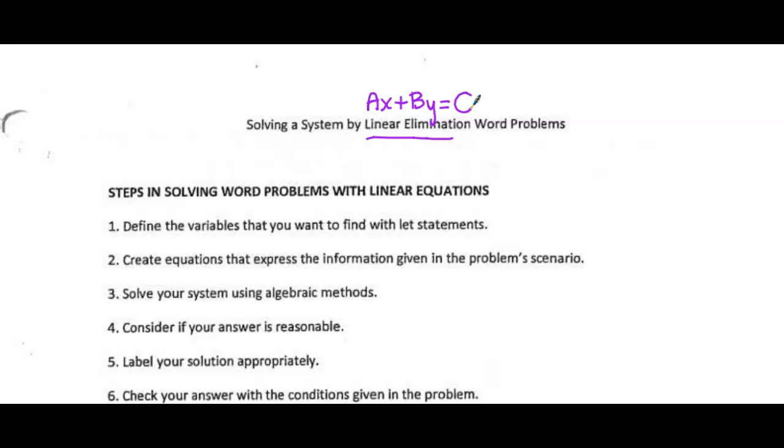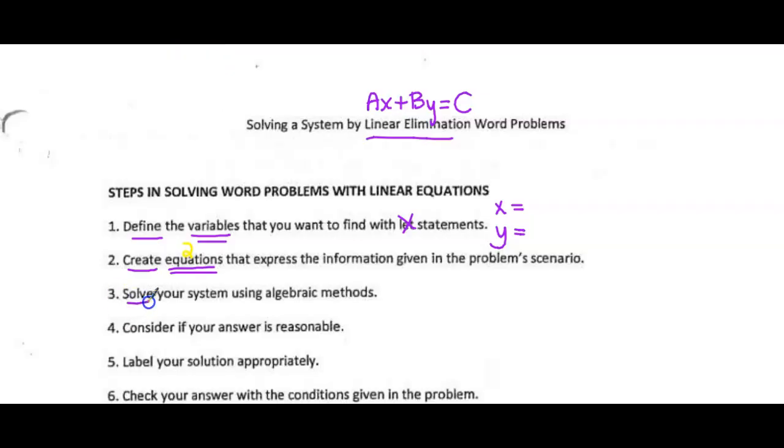So there's 6 things we're going to follow. The steps in solving word problems with linear equations. First, you'll read the word problem and you're going to define the variables that you want to find. You don't have to use a let statement, but you're going to tell me what X represents as a phrase, and you're going to tell me what Y represents as a phrase, whatever the unknown is in the situation. 2, you're going to create equations. When you create equations, a system has 2 equations. So you're going to have to write 2 equations that express the information given in the problem scenario.